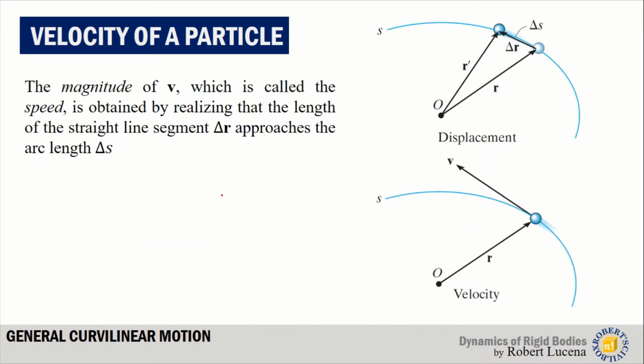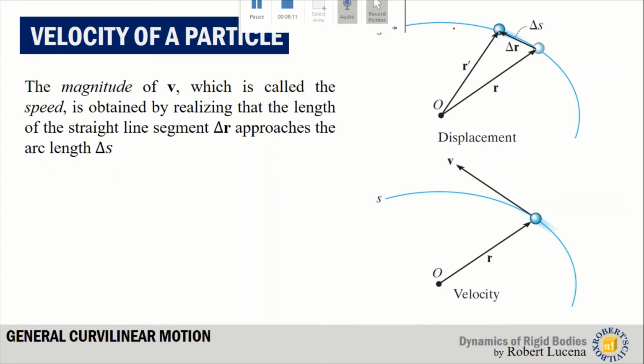So now the magnitude of v, which is called the speed. Recall from our first lectures in dynamics that the magnitude of velocity is speed. The magnitude of a vector quantity is a scalar quantity, and it is obtained by realizing that the length of the straight line segment delta r approaches the arc length delta s.